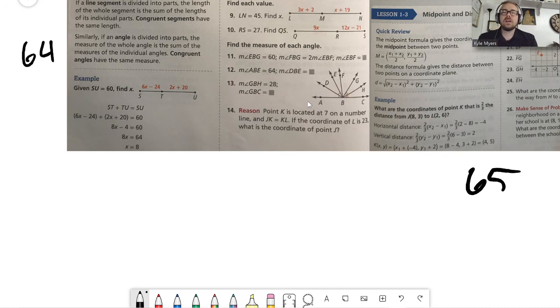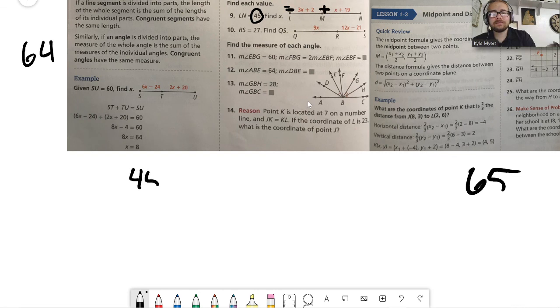They give you an example, but the example is maybe not as helpful if you're still stuck, or maybe they did something different than the example. So let's go ahead and look at it here. The best way to do this is to understand that if I add two things together, I get the whole thing. So if I add LM plus MN, then that equals 45, the whole thing. So if I add the two parts, I get the whole thing.